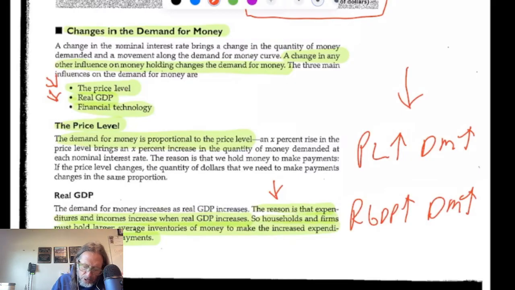Households and firms must hold larger average inventories of money to make the increased expenditures and income payments. So again, it works much the same as a price level change. So when real GDP increases, we're going to have demand for money increase. We're going to hold on to more money to be able to buy the things we need. Shift to the right of the demand curve. Obviously, if it decreases, we shift to the left.